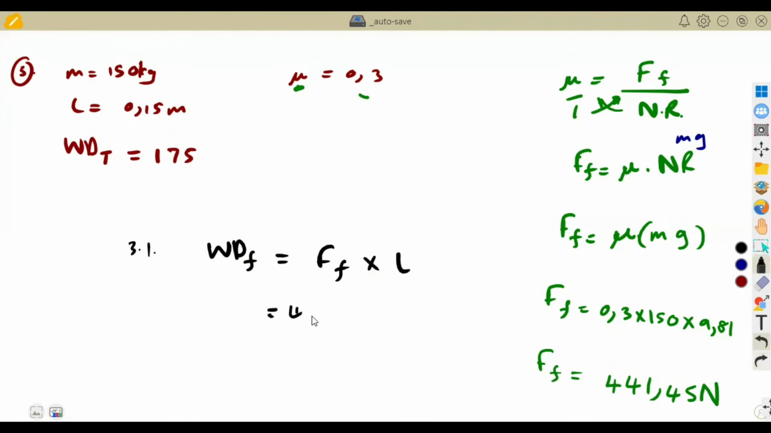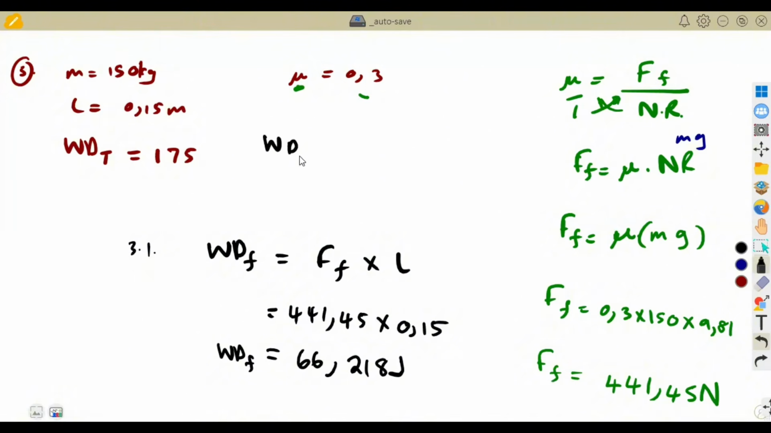So that is 441.45 times the stroke length, which is in meters, 0.15. That is going to give us 66.2175, which is 66.218 to 3 decimal places, in joules. So this is the work done to overcome friction. Let us just put it aside here.